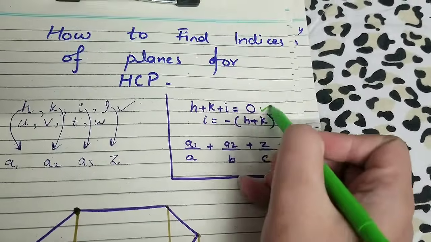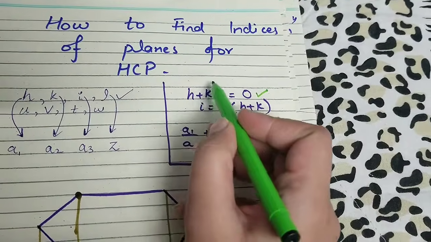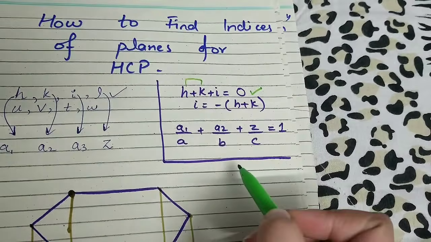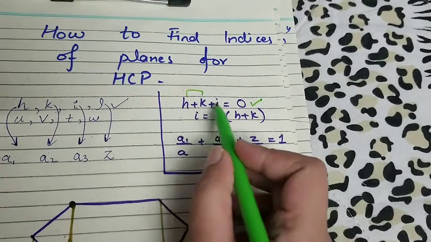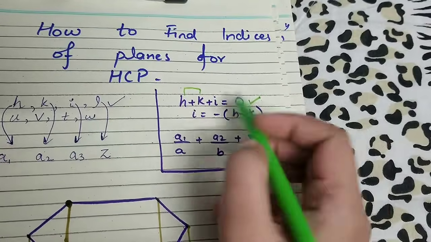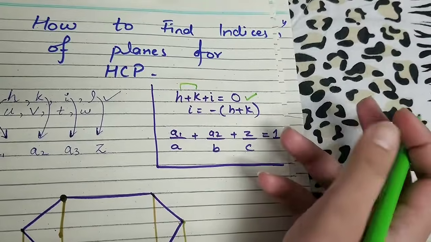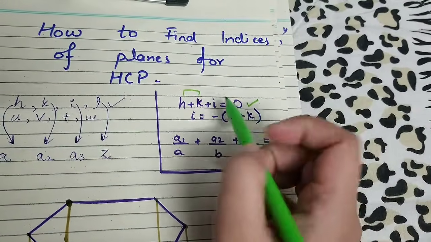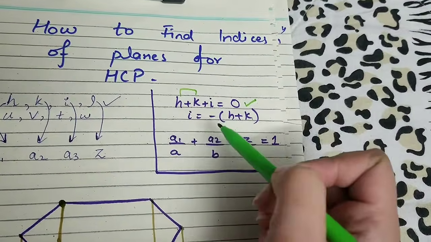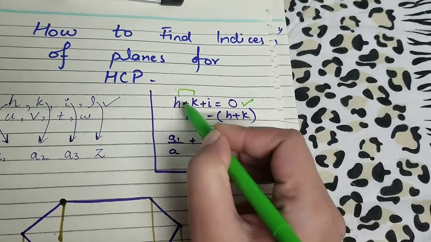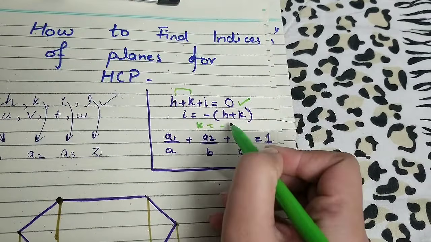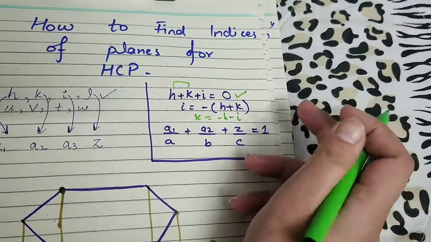So this is the relation that we can use whenever, for example, we know two of the indices, we can find out the third one. Okay, here h, k and i are the indices actually. So if you know h and k, you can find out i very easily using this relation. Okay, if you know i and h, you can find k. Similarly, if you take h and i on the other side of the equation, it will become like that, and so on.